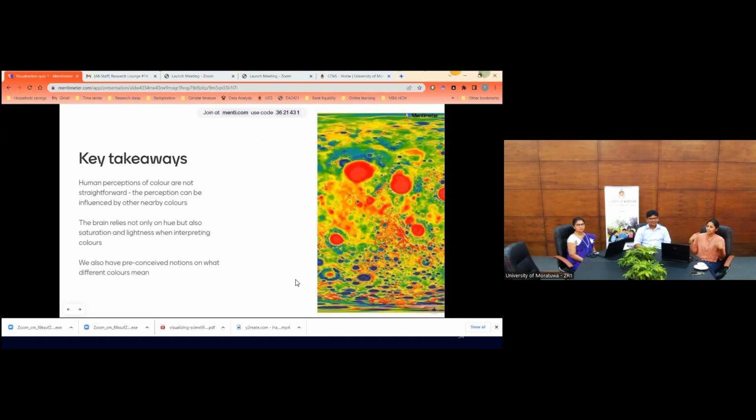The way that the brain computes and perceives color is not as straightforward as you would think when you're making the graph. There are lots of factors: preconceived notions about what high and low would mean, how a color looks next to other colors, and how intense or bright a color is. All of these things have different meanings to different people depending on who is looking at it.